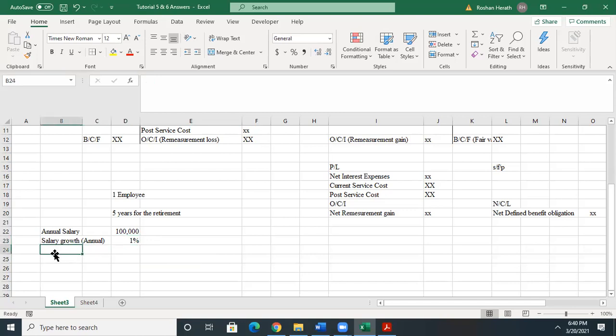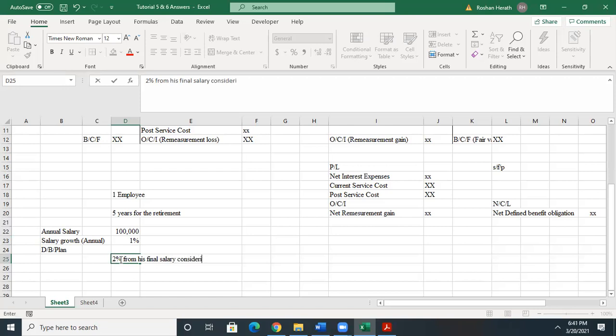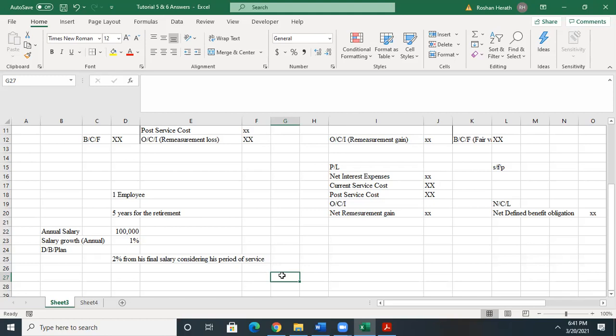Okay. Then they're going to introduce a defined benefit plan. What is that? They're going to pay this employee a benefit of, say, 2% of his final salary, considering his period of service. So we can see that this employee will serve 5 years from today. For each of those years, we calculate the final benefit such that a benefit of 2% of the final salary accrues. Right? So that is the defined benefit plan.